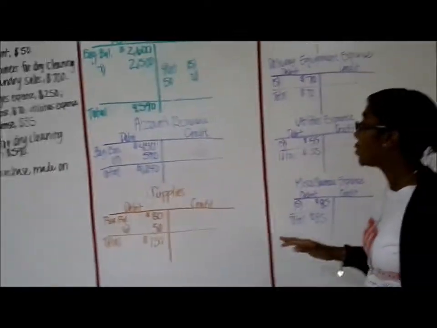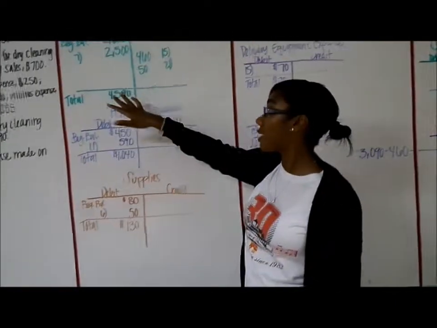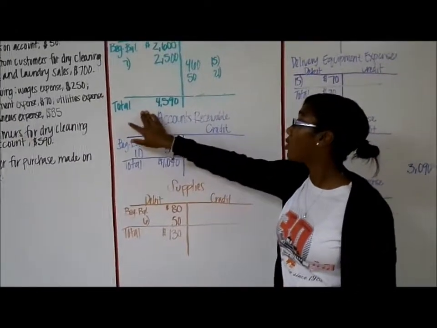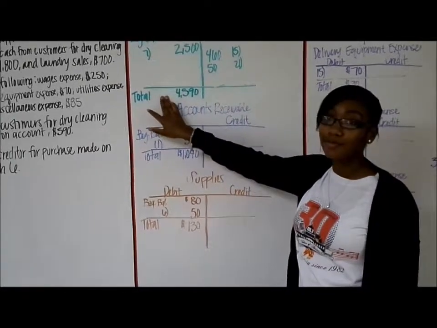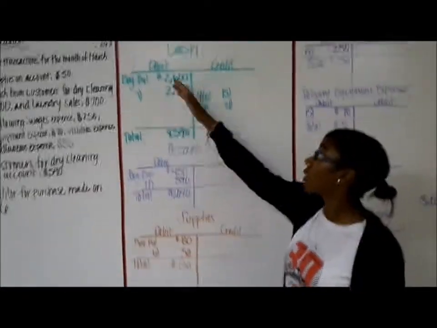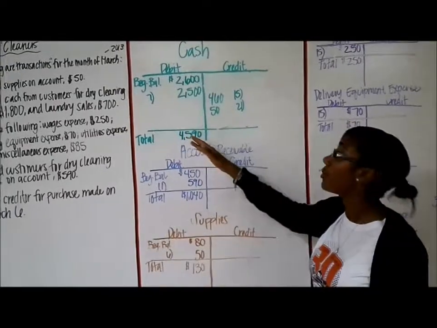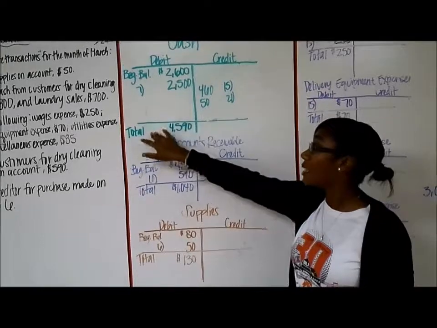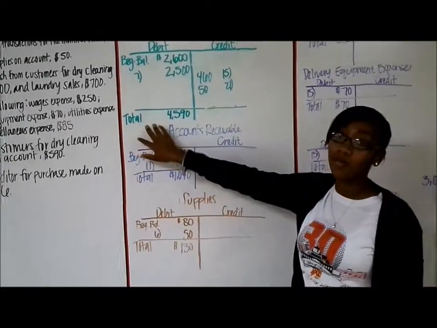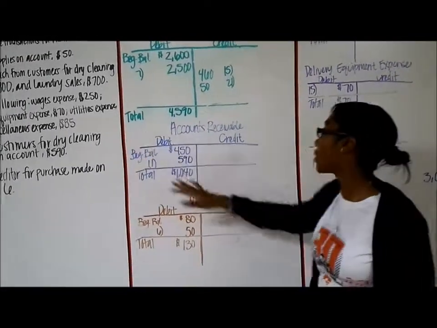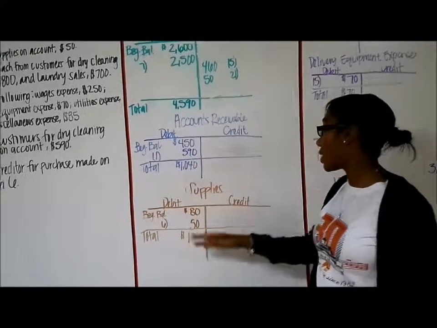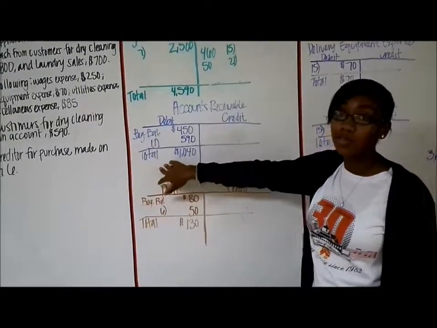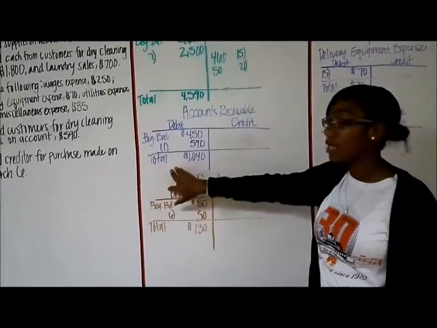Okay, so after doing each transaction, you would add up both sides. For cash, you get a total of $4,590, and that would be on the debit side of the T account because cash is an asset. The beginning balance and the ending balance is always on the debit side of the T account. The same thing for accounts receivable and supplies. These are all also assets. So the total balance for each account would be on the debit side of the T account.